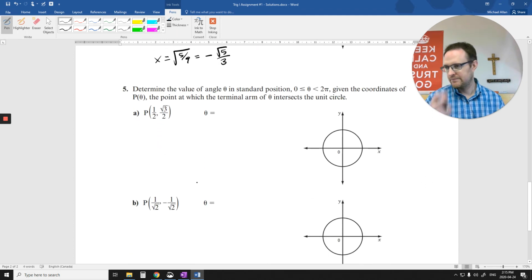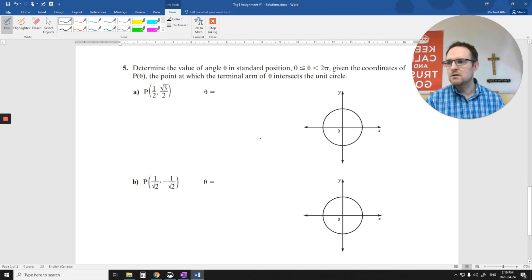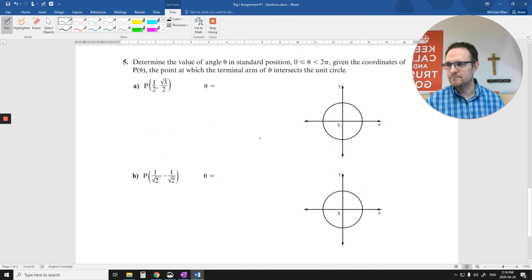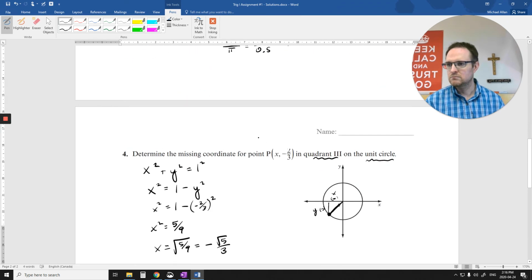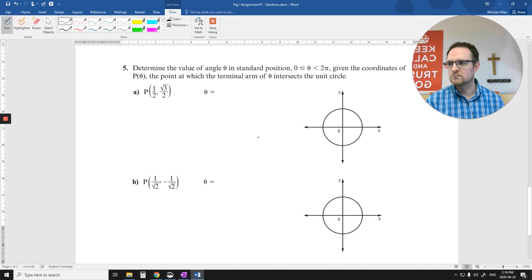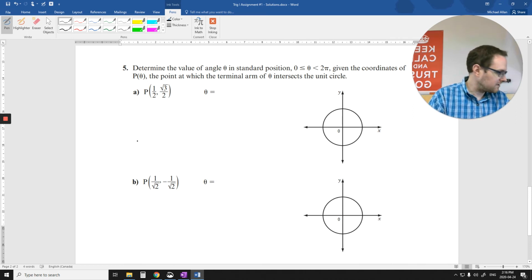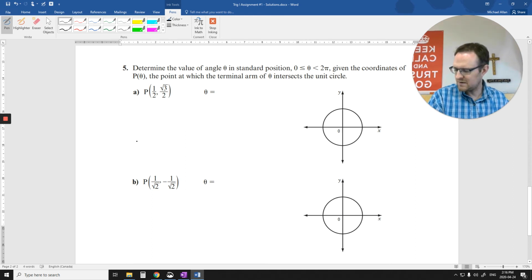Okay. Determine the value of theta in standard position. Yeah, okay. Doesn't seem too bad. A few different ways to do this. These are unit circle numbers. I don't know if we talked about the unit circle. Is that the next lesson? It might be this lesson. I can't remember, but that doesn't really matter. So this is essentially just unit circle stuff.